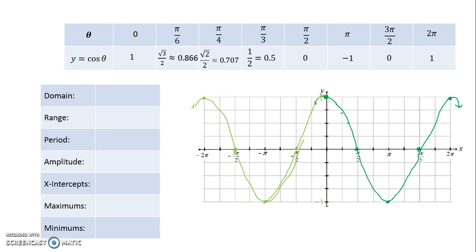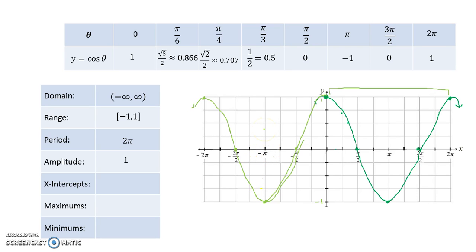All right. On domain, again, it's going forever, both left and right, so that's going to be -infinity to infinity. For your range, the highest you go is 1, the lowest you go is -1, so including those with brackets, you have -1 to 1. For your period, again, I think it's probably the easiest to look at the distance between those two maximums, but again, that is 2 pi.